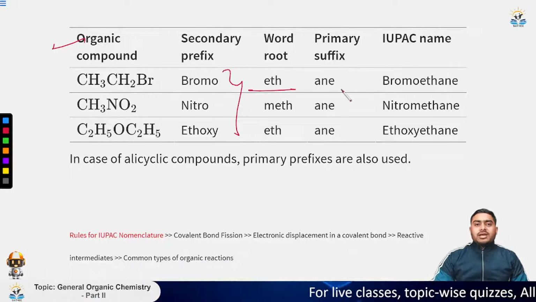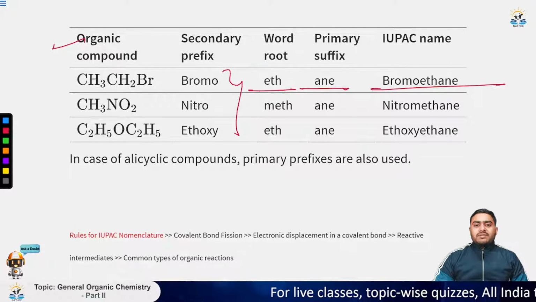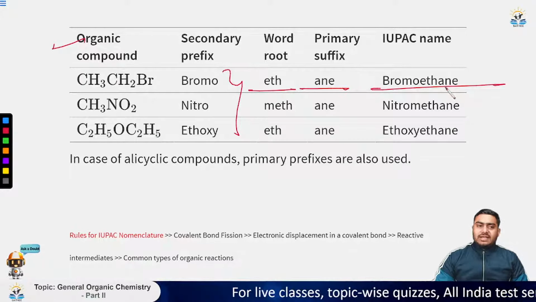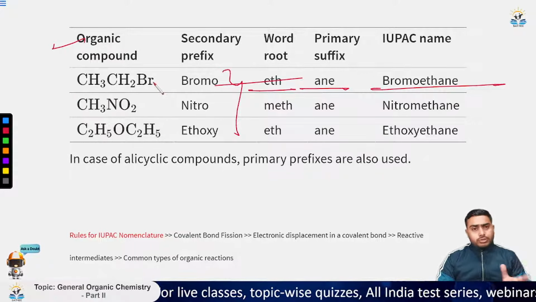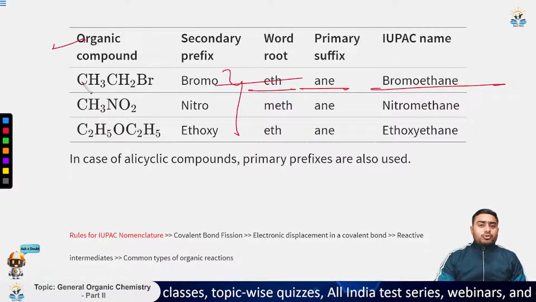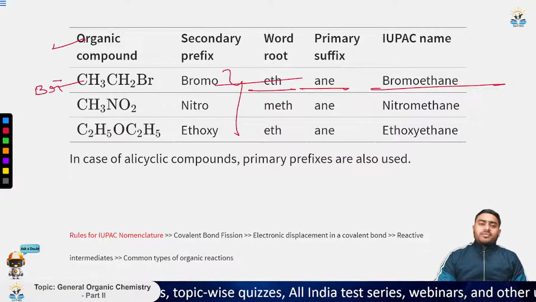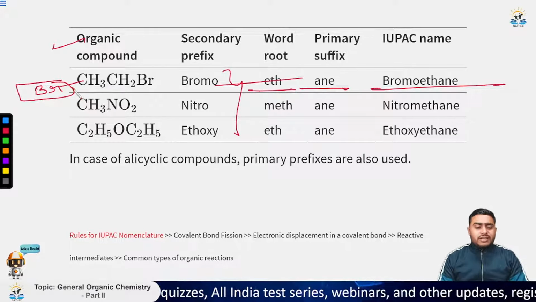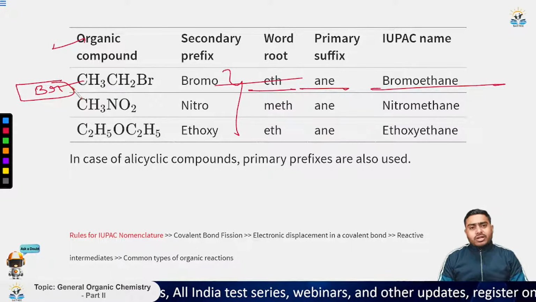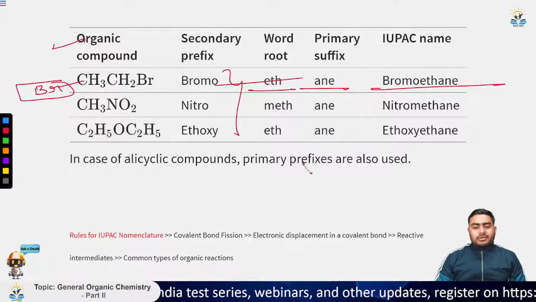Word root will be eth, primary suffix will be ane, the name will be bromoethane. Because only 2 carbons are there and only 2 possibilities are there, if I attach the bromine here, definitely it will get number 1 position. We will be discussing what the rules are to write the IUPAC name of any organic compound. So we will be discussing that.